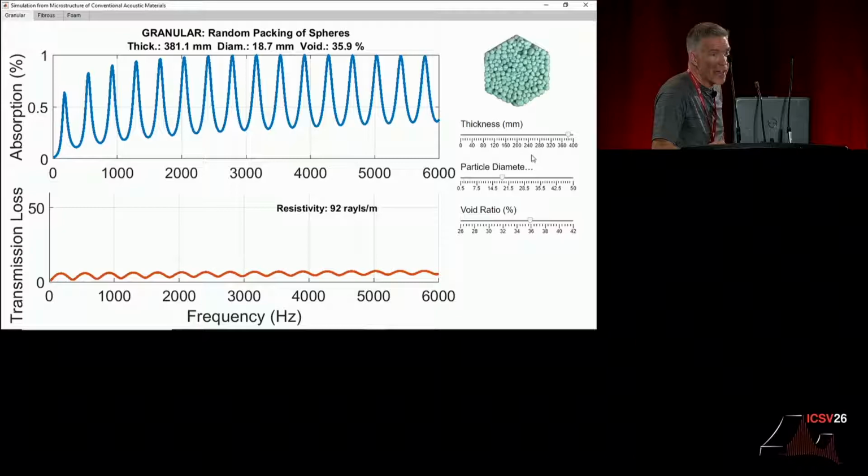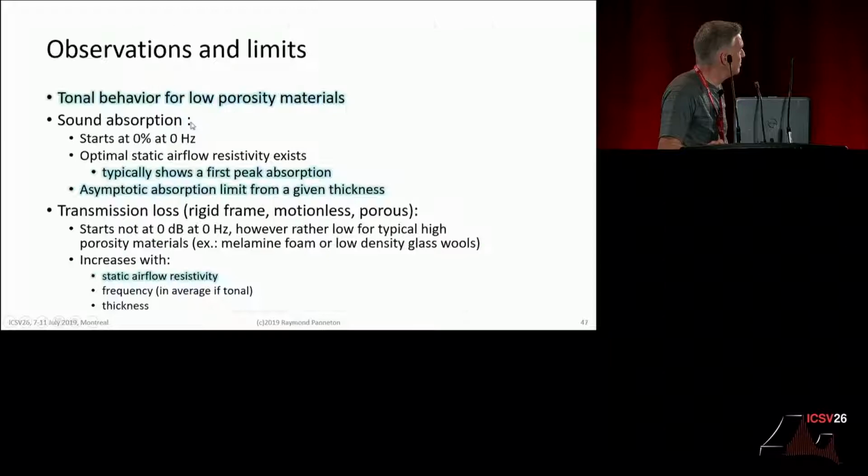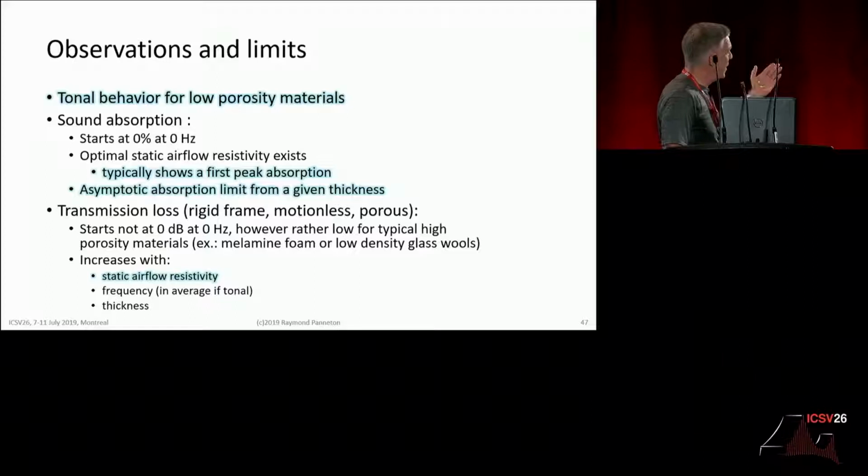So if I go back to the presentation, some conclusions on this. We know that there is tunable behavior for low porosity materials. Sound absorption always starts at zero. We have a peak of absorption that depends on the flow resistivity. So there is an optimal flow resistivity. If it's too high, it's no good. If it's too low, it's no good. So there is an optimum. And we observed this asymptotic absorption limit for a given thickness.